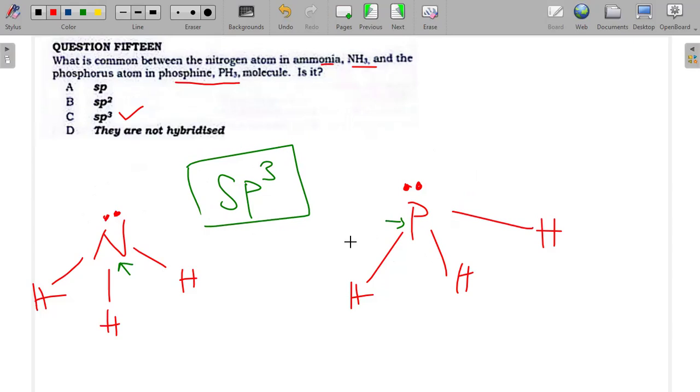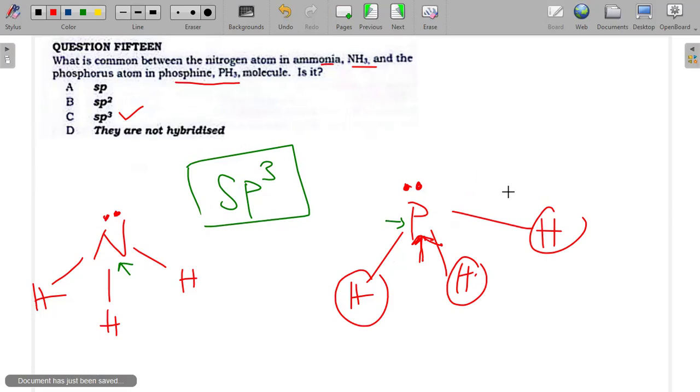But in actual sense, in practice, in real life, the phosphorus in phosphine does not undergo any hybridization. Why? Because when it starts to combine with these orbitals from the hydrogen, it uses its pure p orbitals to combine, so there's no hybridization there. So in real life, this phosphorus does not undergo any hybridization. But according to this diagram that I did, and since they are asking what is common, we are looking for the similarities between these two.